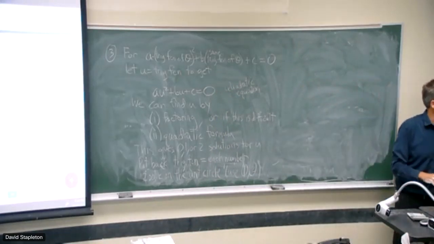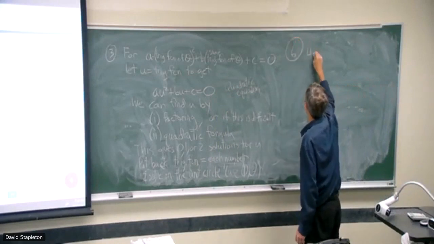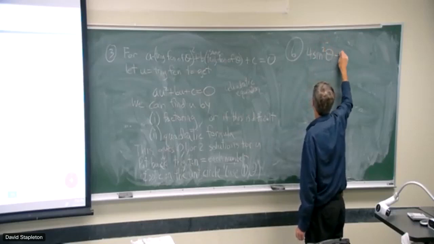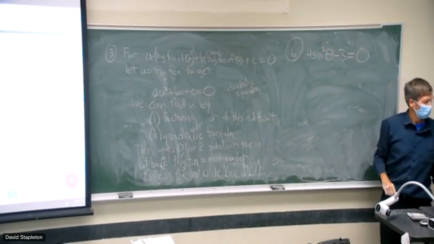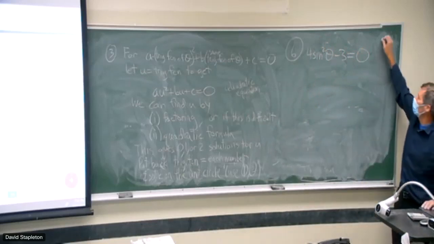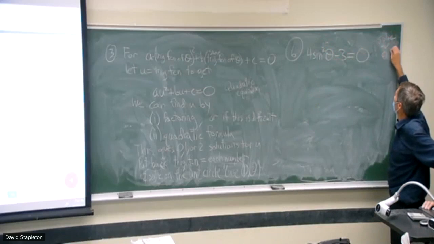4 sine squared is number 6. I have 4 sine squared theta minus 3 equals 0. Right? And I'll say solve for theta between 0 and 2 pi. I'll use x instead of theta. I just like theta for an angle. Solve for theta in the interval from 0 to 2 pi.